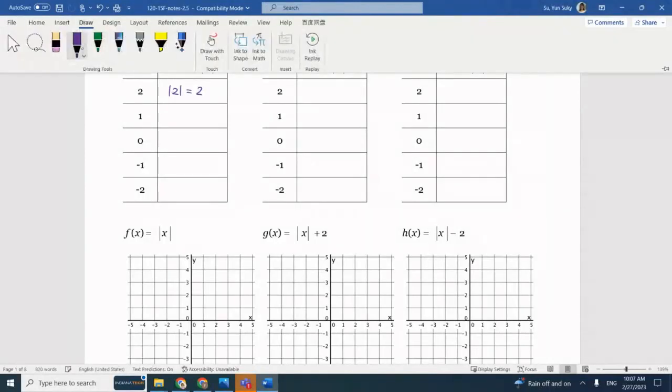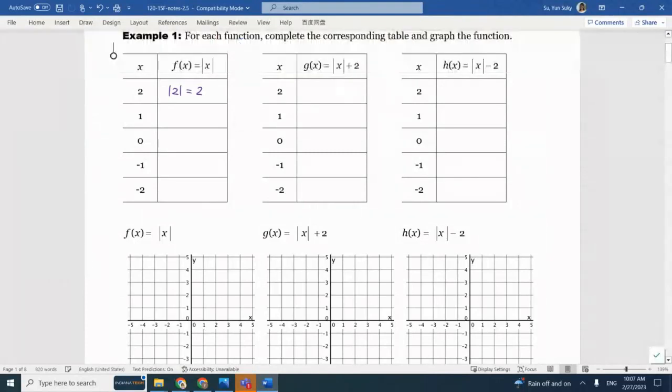And absolute value of 1 is 1. Absolute value of 0, 0. Absolute value of negative 1, 1. Absolute value of negative 2, 2. Do you see we get those 5 points? Let's plot them on the graph.